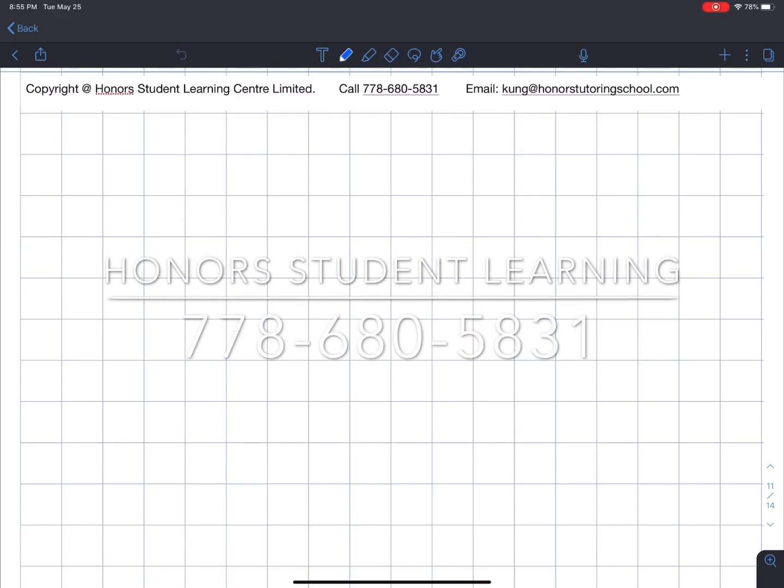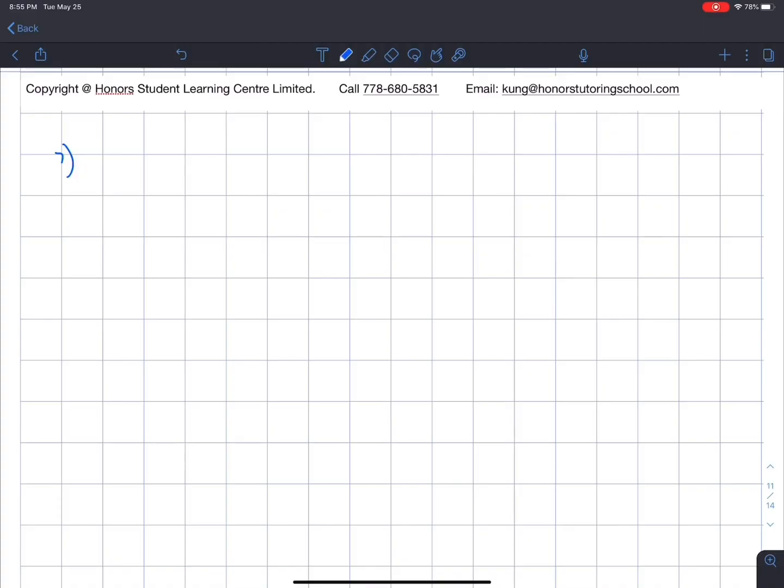Okay, moving on to question 7. A team won 60% of its games. If it won 48 games, how many games did it play? So remember we have amount over base equals percent over 100. And the base is the whole thing.